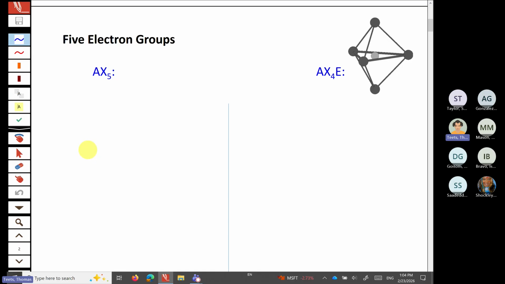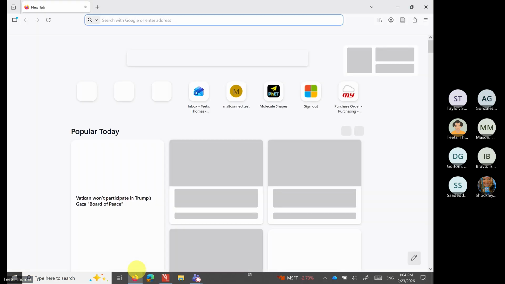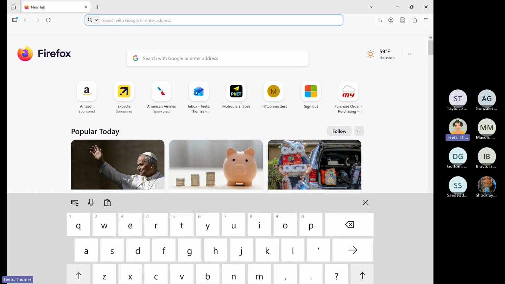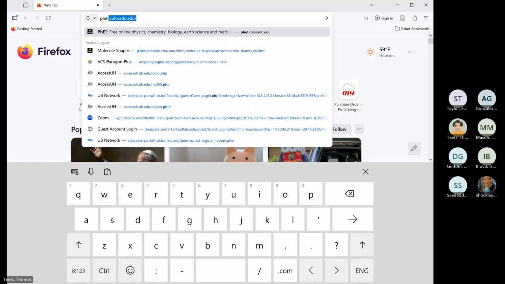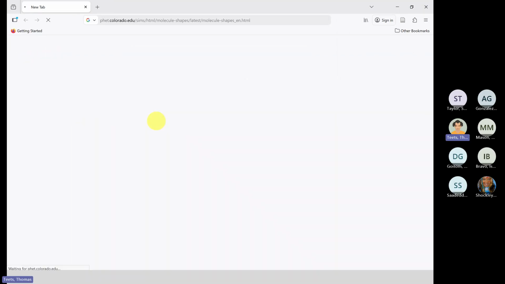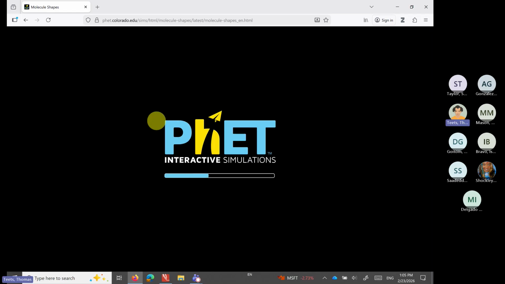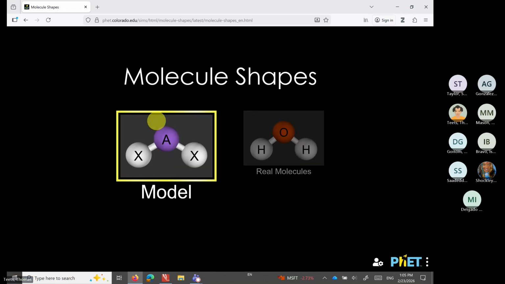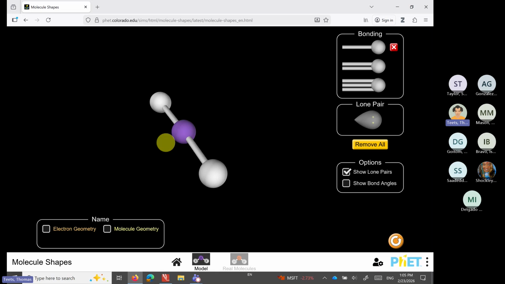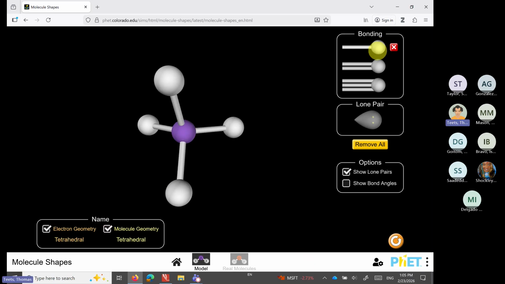So let's go back to that simulator that I'm going to have to load and close a million times. Again, I encourage all of you to play around with this on your own time. It's very good, very useful. Okay, so we're going to go back into here and we're going to put in 5 electron groups.